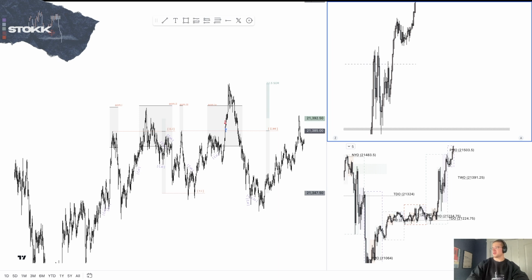So for context, I trade a fusion of concepts from ICT, Dave Teaches, and also Dave's quarterly theory. So if you're a smart money concepts trader or use any sort of mechanical or partially discretionary trading strategy, some of this should resonate with you. However, I have tailored a lot of these methodologies through data analysis and optimization to maximize returns.